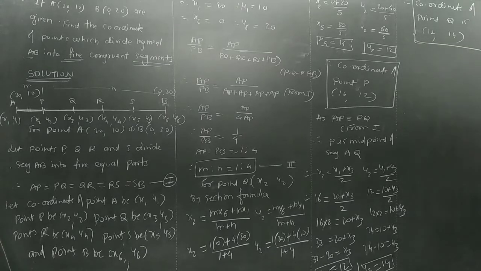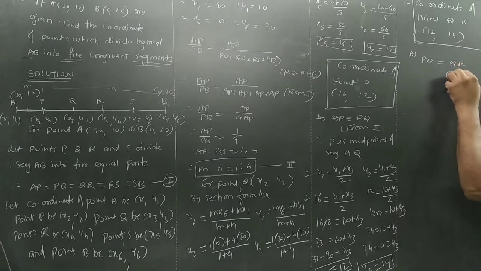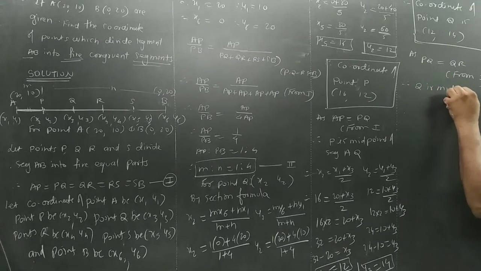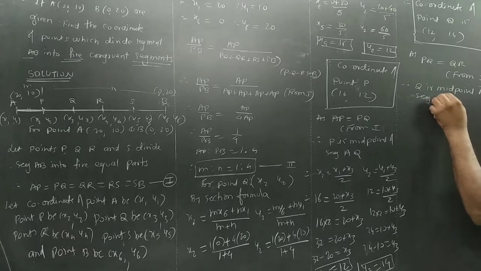Now we are going for the coordinate of point R. So I will go for the coordinate of point R as we can write. PQ is equal to QR from equation 1. Therefore Q is midpoint of segment PR.